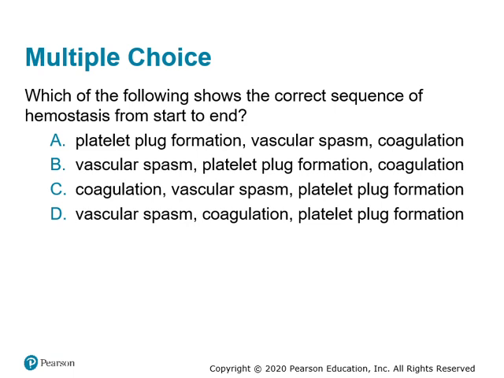All right, so to finish up, let's try some practice questions. Which of the following shows the correct sequence of hemostasis from start to end? Now, this question wasn't covered in this video, but it was covered in the prior video. So if you didn't watch that, go back and then come back to this question. All right, the correct answer is vascular spasm, then platelet plug formation, then coagulation. That is the correct sequence of hemostasis, or the stoppage of bleeding.